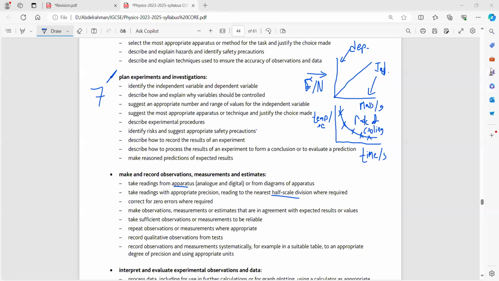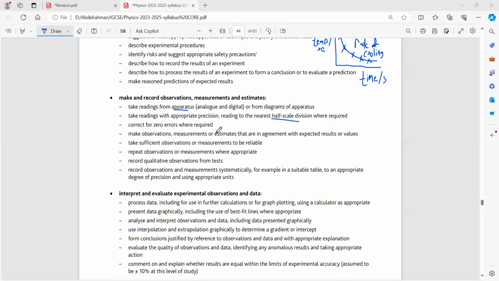Okay, correct for zero errors. If you have zero errors, for example, if there was an error in the reading of the ammeter or the voltmeter or the balance, be careful, the balance also has a zero error. The ruler too: if you didn't start from zero, if I started from 1 or 2 centimeters, you must correct for that error.